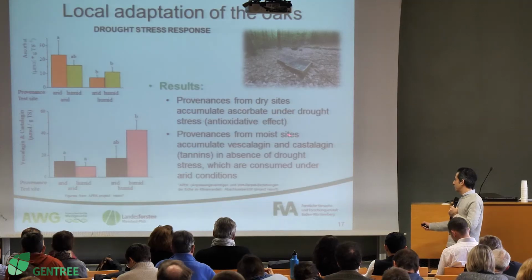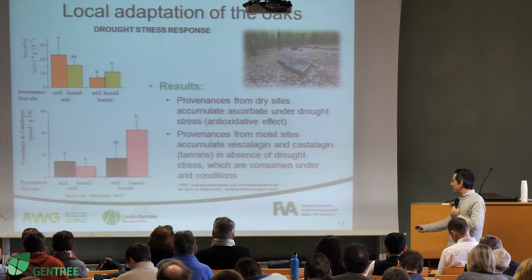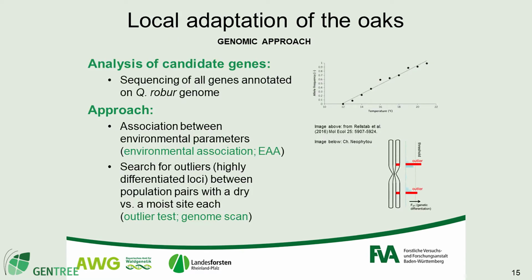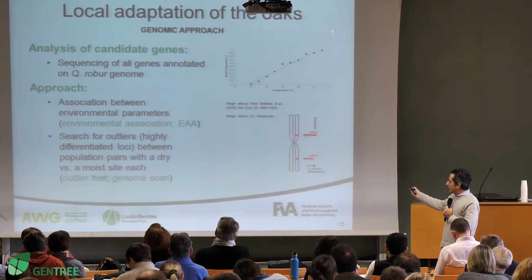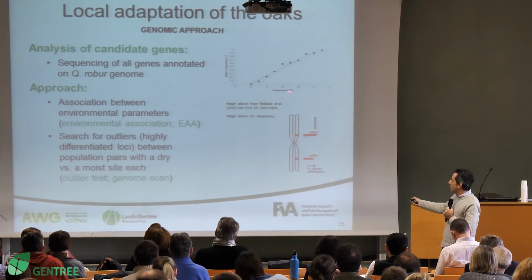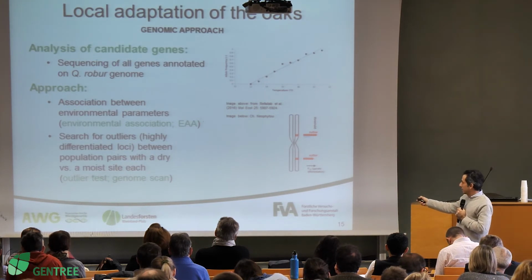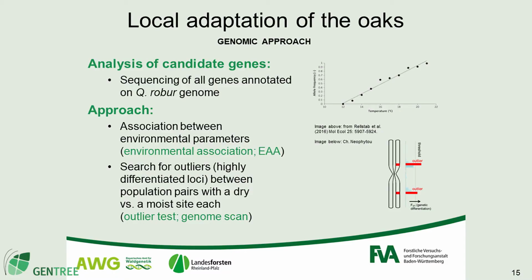They accumulate two tannins, vescalagin and castalagin, in the absence of drought stress, but when drought stress comes, then they can consume them to cope with it. And before this, I had our genomic approach. So what we expect is in the end to have some correlation of adaptive genes with some ecological parameters. Here I have just an example picture. And to do so, we use hybridization capture, so exome capture.